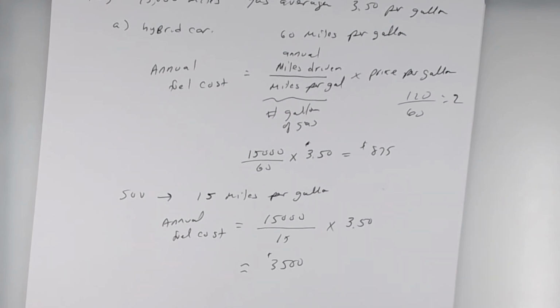So the fuel cost is more expensive for the SUV. And the reason is because you get fewer miles per gallon, which kind of makes sense. You all knew that. The fewer miles per gallon you get, the more you have to pay for gas to drive that car. Okay, so any questions on using that formula? All right, so that was part A. Now let's look at part B.